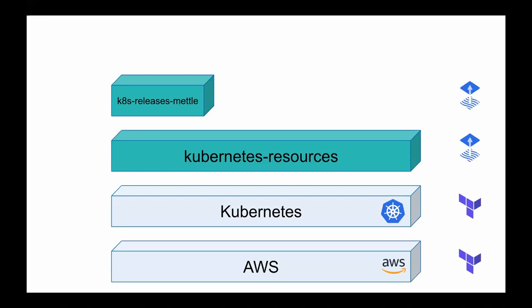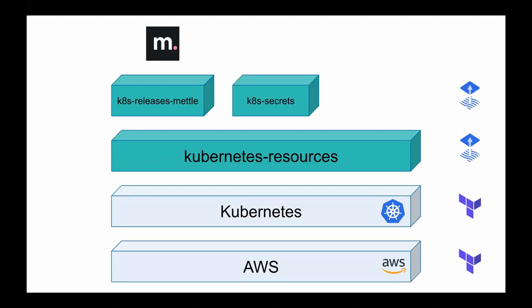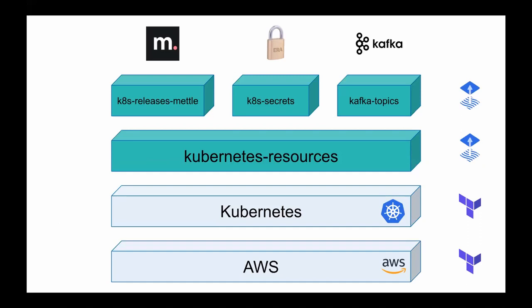The additional Fluxes that it brings up: a Flux for K8s releases Mettle, because we need to deploy the Mettle workloads. It brings up another Flux for Kubernetes secrets, and that's going to deploy our sealed secrets for us. And then finally, it brings up another Flux for our Kafka topics. We have a Kafka topic operator that we wrote using Kubebuilder, and that takes the declarative state of our Kafka topics, looks at them, makes a decision about what it needs to do, and actually interacts with Kafka and creates our Kafka topics.